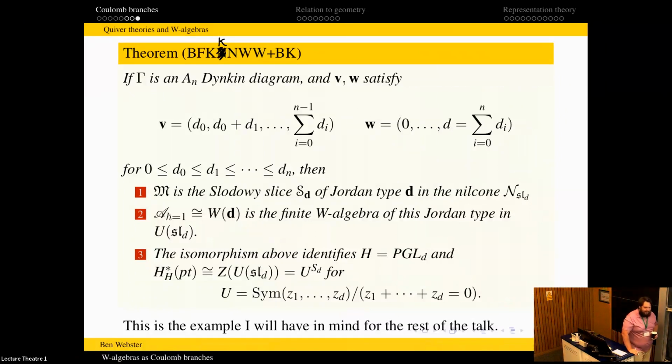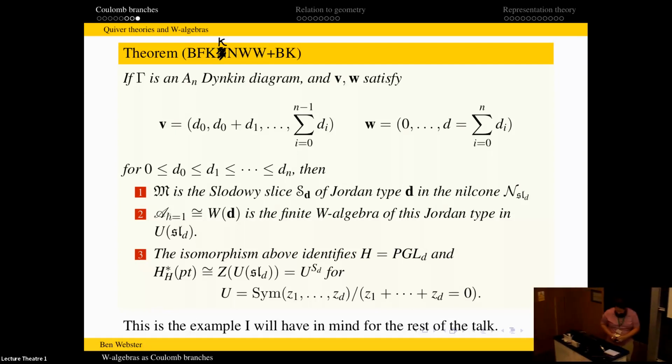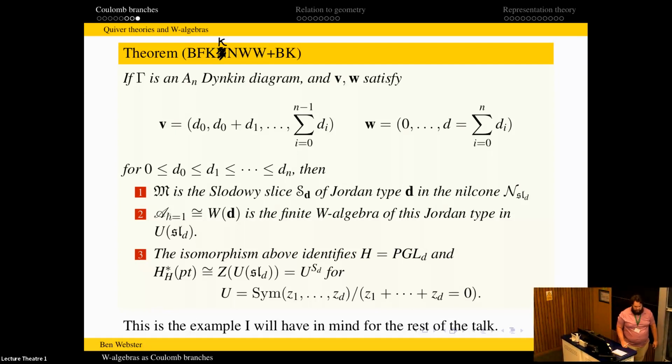So by Slodowy slice, you mean the intersection of the Slodowy slice with the nilpotent cone in this case, or the Slodowy slice? Well, I will deal with this here. So, depending on what I mean, I could mean both of those. Kind of both of them have interpretations in this world. All right.